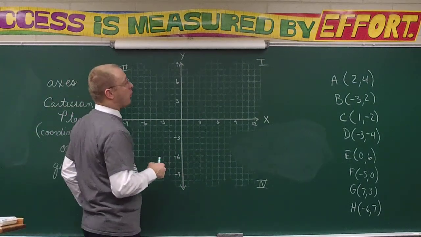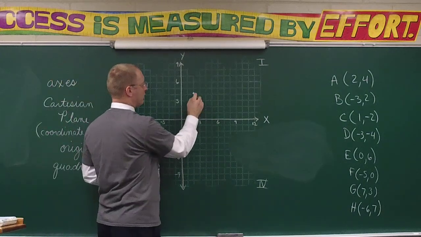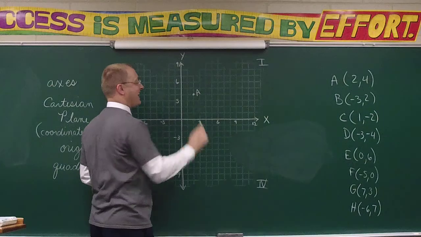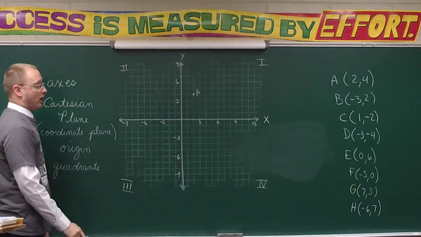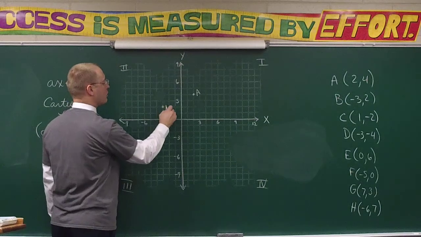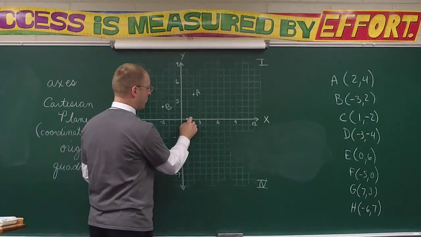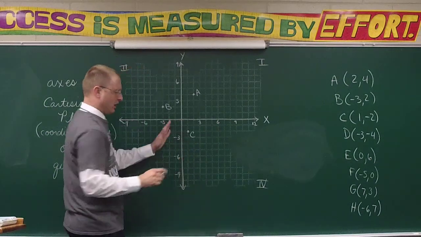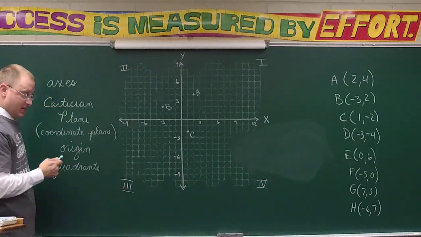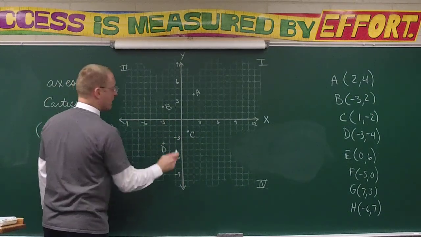A should have been in which quadrant, class? First quadrant. Forward 2 and up 4 is where our A should have been. Point B should be in which quadrant? Second quadrant. We're going to go backward 3 and upward 2. Point C. Fourth quadrant. We're going to go forward 1, downward 2, so just barely here into the fourth quadrant. D, third quadrant. Backward 3, downward 4.